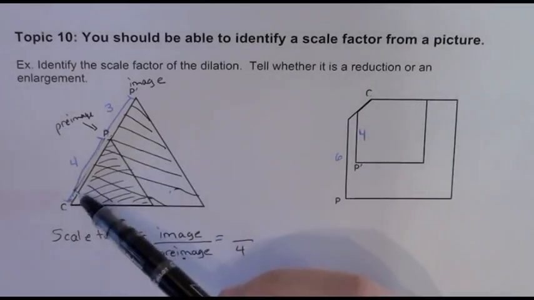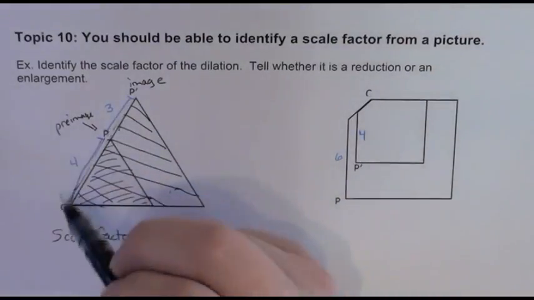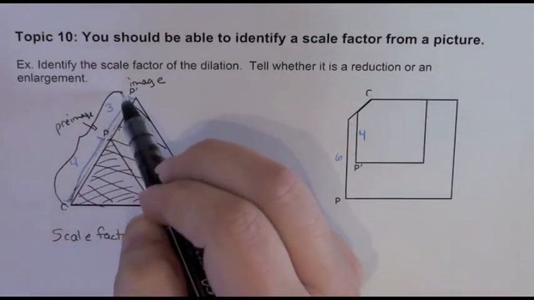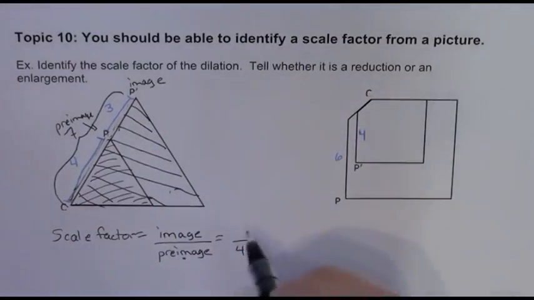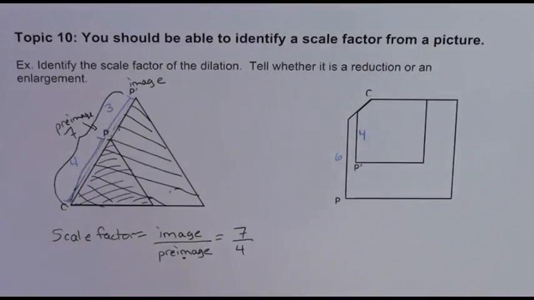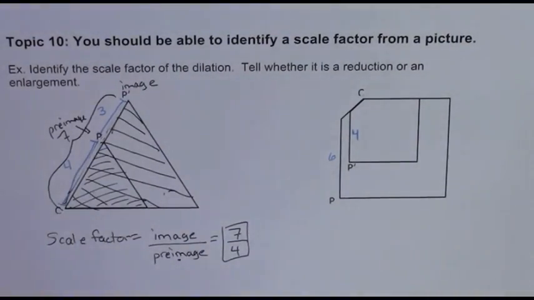Well, we're told this piece is 4 and this piece is 3. So what's the total length from C to P prime? 4 plus 3 is 7. So our scale factor is 7 over 4. And then the question is, is that a reduction or an enlargement? Well, did the triangle get bigger or smaller? From P to P prime, it got bigger. That's an enlargement. You can also tell because the scale factor 7 over 4 is bigger than 1.